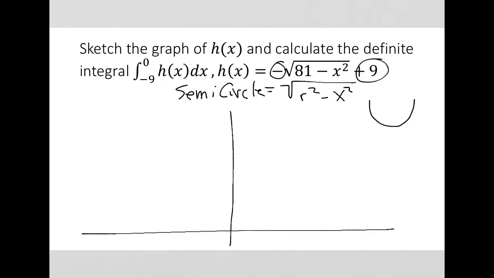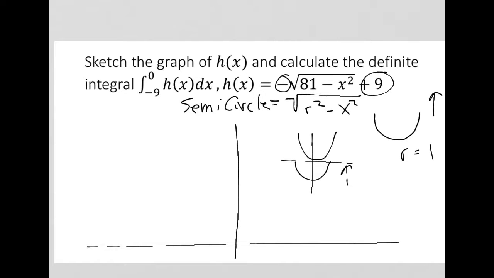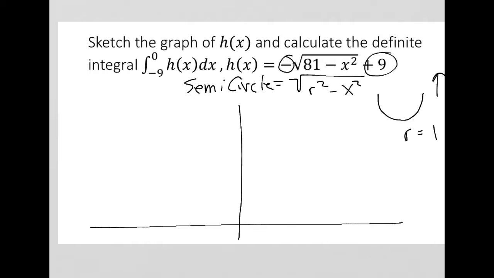The 81 tells me that the radius r is 9, and then the plus 9 is telling me that it's being shifted up 9. So normally if it was negative like that, it would be down like that, but we're taking it down and then we're shifting it up, so it's going to end up there like that. And so let's actually plot this in as we want to see it. So 1, 2, 3, 4, 5, 6, 7, 8, 9.